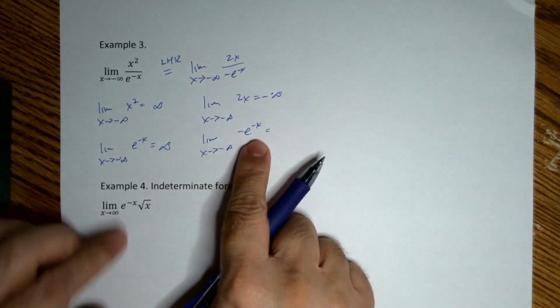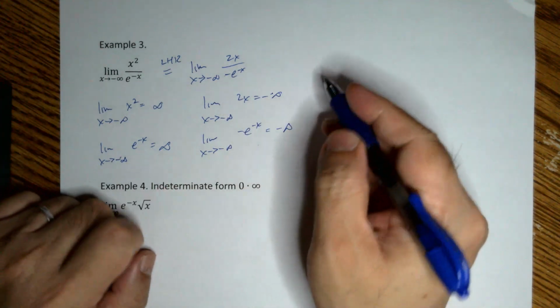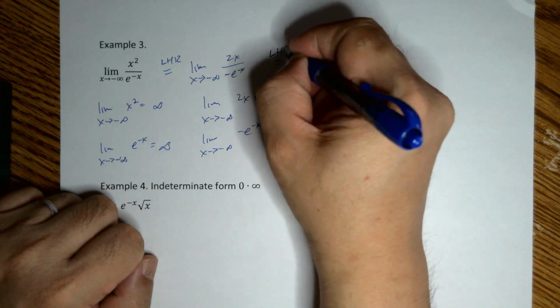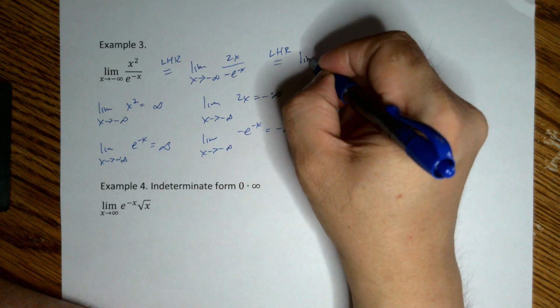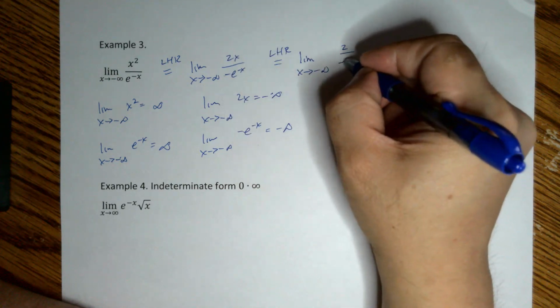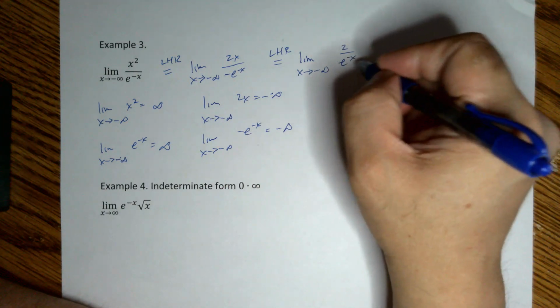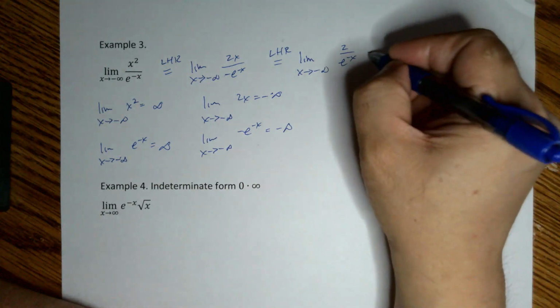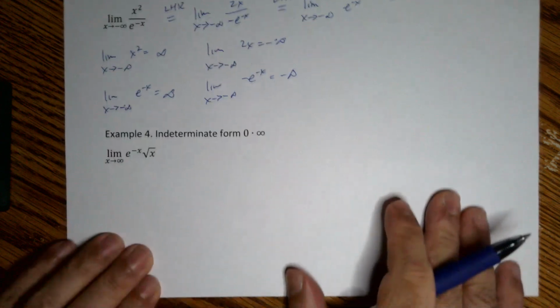So the e to the negative x is positive infinity. But I put a negative on it, now it's negative infinity. So I have negative infinity over negative infinity, which is fine for L'Hopital's rule. Okay? So I take the derivative again. Derivative of 2x is 2. Derivative of that is positive e to the negative x. Alright, so now the denominator is going to positive infinity and the numerator is staying constant. So that means the limit is 0. So remember, when the numerator stays constant, but the denominator is going to infinity, the limit of the ratio is 0.